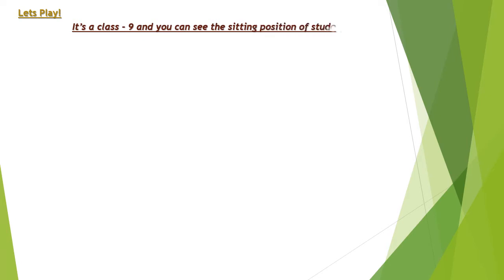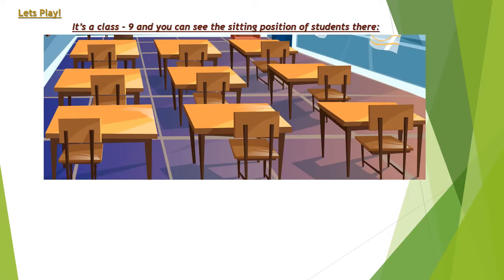There is like a game here. It is a class 9 and the sitting position of a student. You can pause the video and guess the answer. Now this is a classroom and this is a door. It's a door. That means here is where the matrix starts, exactly from here.